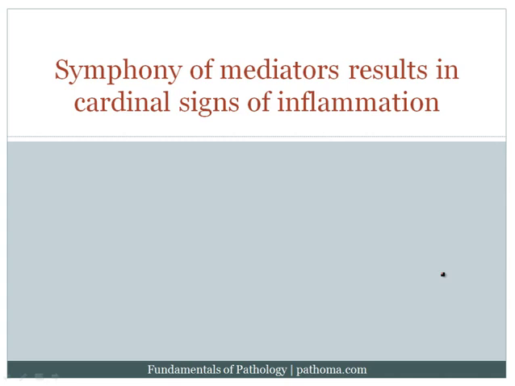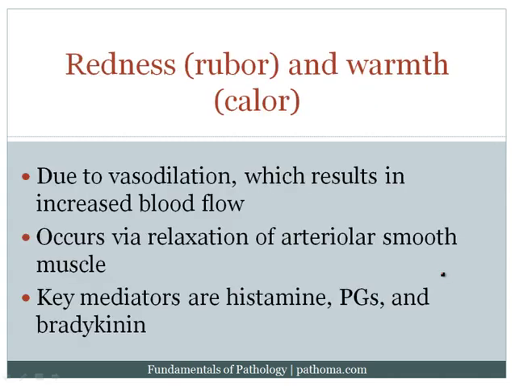Once acute inflammation is activated, all of these mediators are sort of played together as a symphony. And that symphony is going to result in the cardinal signs of inflammation. So now we're sort of putting together all of the mediators and saying, so what is the overall result? And the overall result is the cardinal signs of acute inflammation. So what are these signs? Well, these we're very familiar with. Rubor, or redness, and warmth, that's called calor. This is the first of the two key cardinal signs.